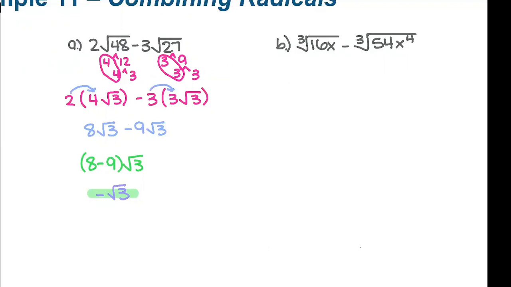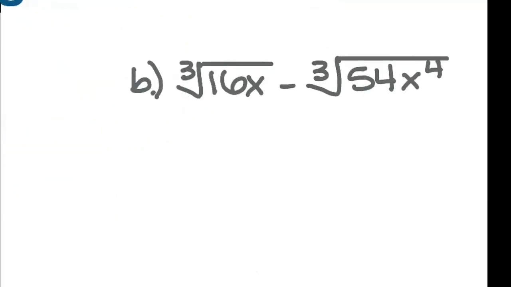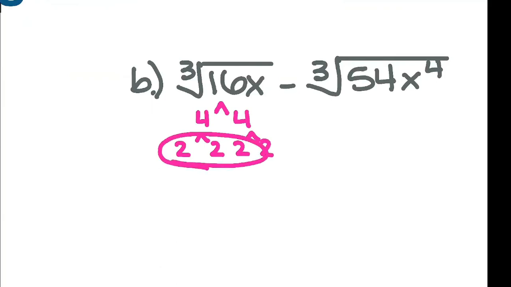For B, we have the cube root of 16x minus the cube root of 54x to the 4th. With the cube root of 16x, I'm going to find the prime factorization of 16. That's 4 and 4. The 4 is 2 and 2. I'm looking for a group of 3, so that's 2. That comes out. Then I have the 2 left over and the x left over. So that's 2 cube root 2x.